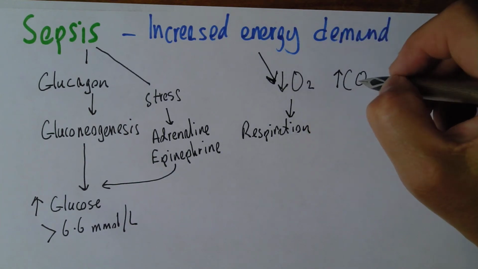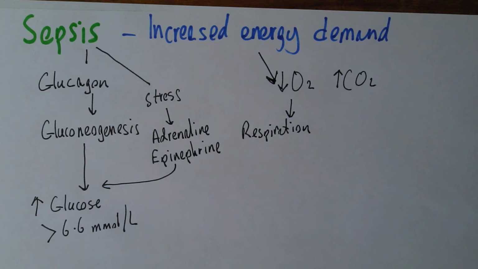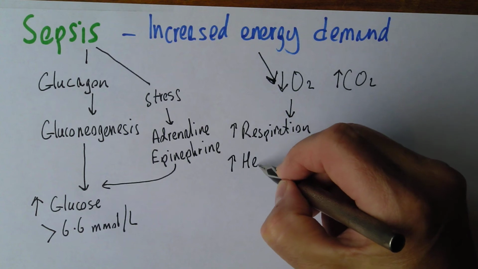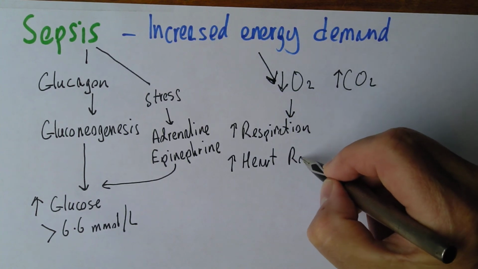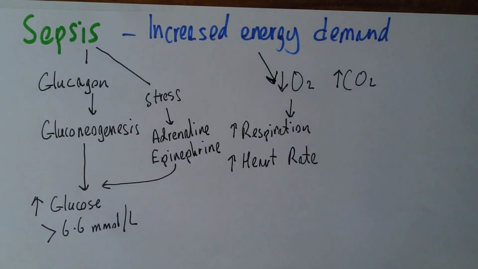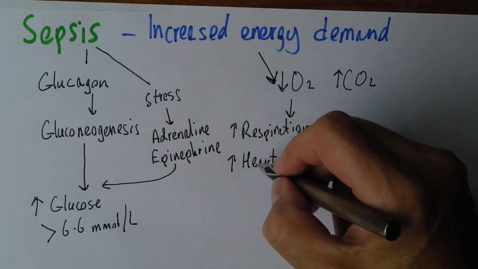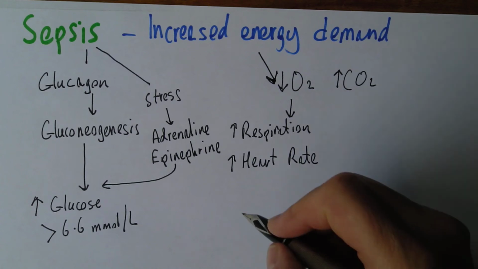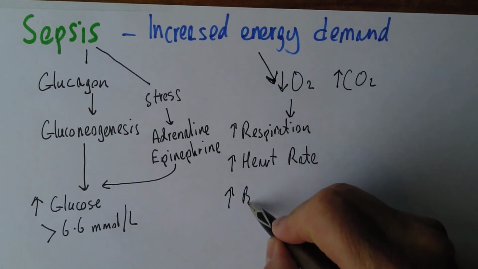Also, the decreased oxygen and the increased carbon dioxide will increase heart rate. That will also be increased. And if you increase heart rate, that's going to increase cardiac output. And blood pressure is cardiac output multiplied by peripheral resistance. So we're going to get an increase in blood pressure.